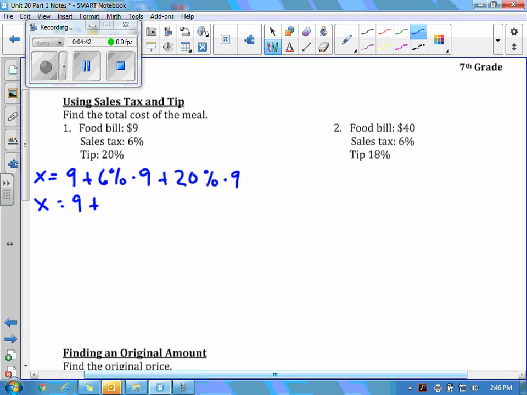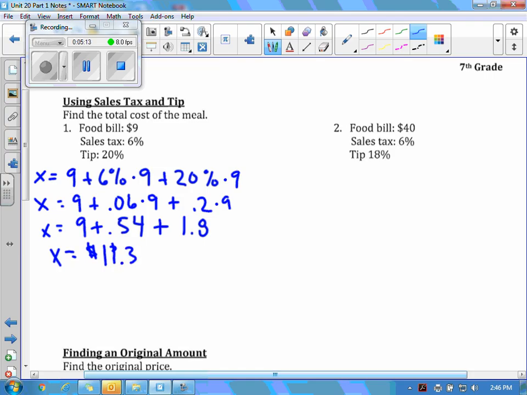So that's going to be 9 plus, and then I need to turn 6% into 0.06, and I need to turn 20% into 0.2. And now I can multiply and add it all together. So I'll have my original $9. 6% is going to be 0.54, or since we're talking about money, 54 cents. 20% is going to be 1.8, which is $1.80. So when I add all of those together, I get $11.34. So that's my total bill with 6% tax and 20% tip.